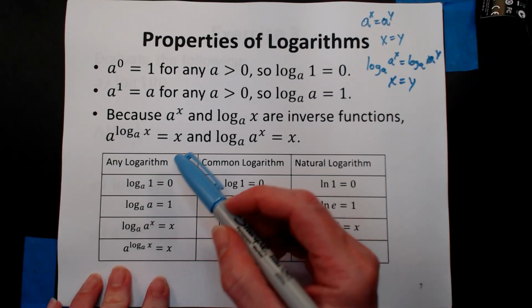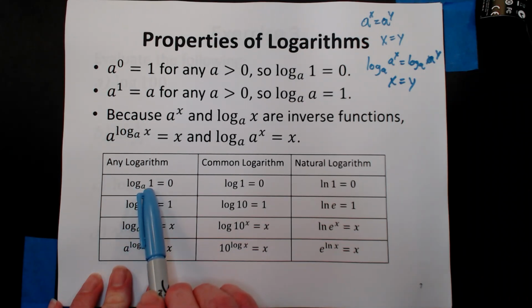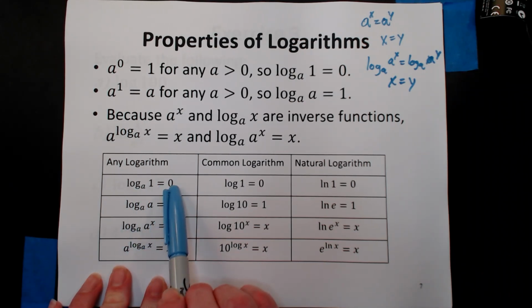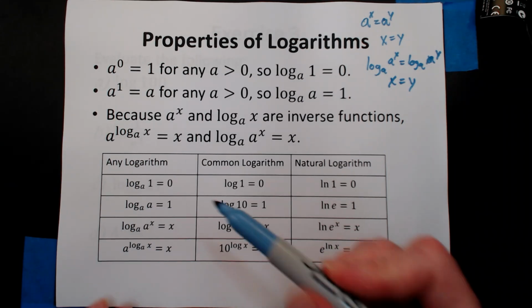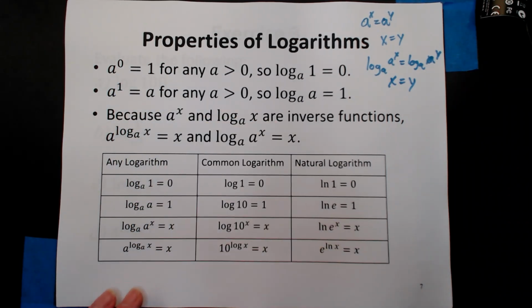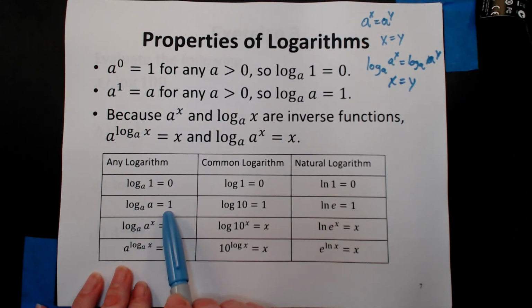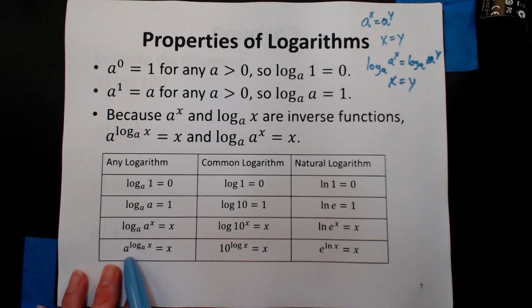So for any logarithm, we have our chart here. We have log base a of 1 equals 0, because basically a to the 0 equals 1. Log base a of a is equal to 1, log base a of a to the x is equal to x, and a to the log base a of x is equal to x.